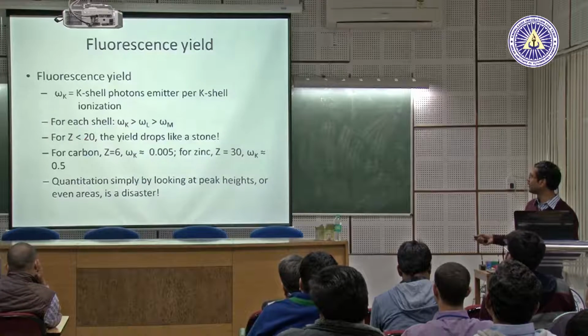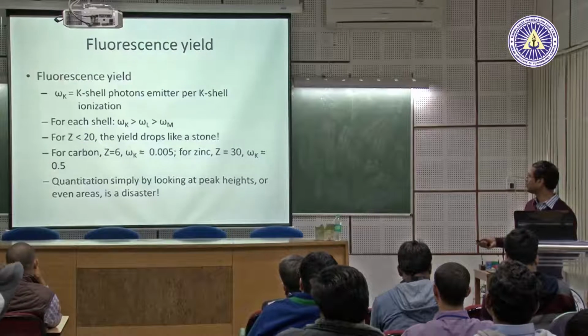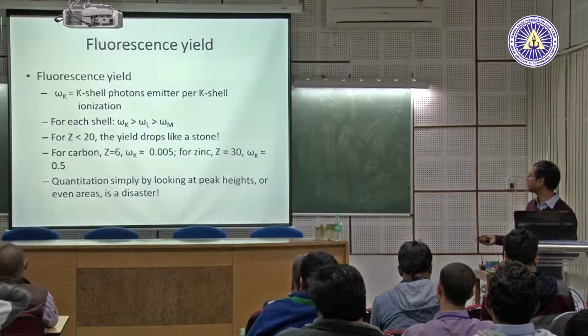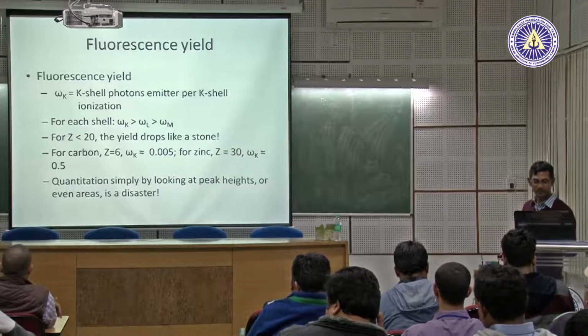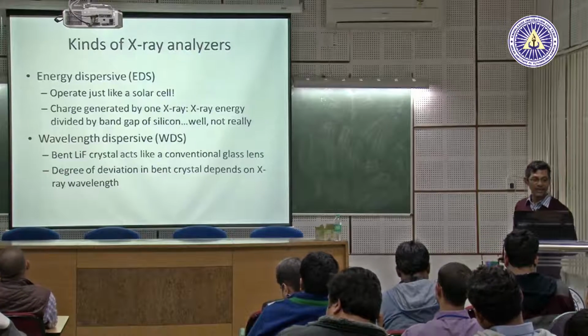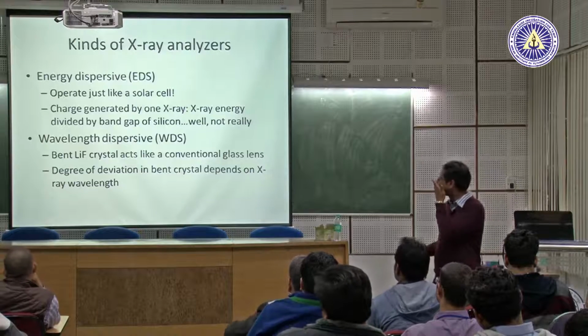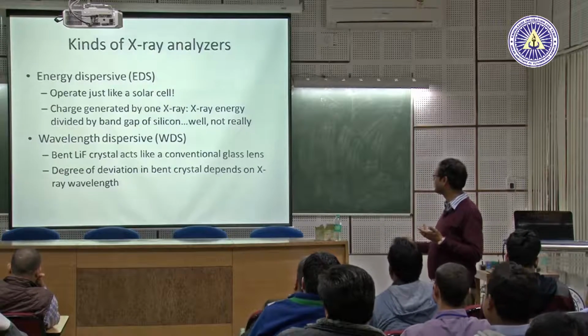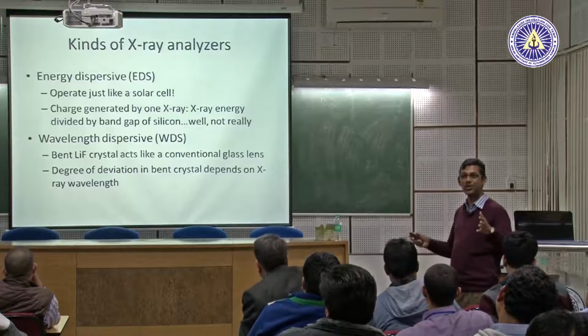For Z equal to 20, the yield is very low. For carbon, the others are different. Anyway, those are the kinds of X-rays. You can have these or these, and I don't need to explain it to you, right?